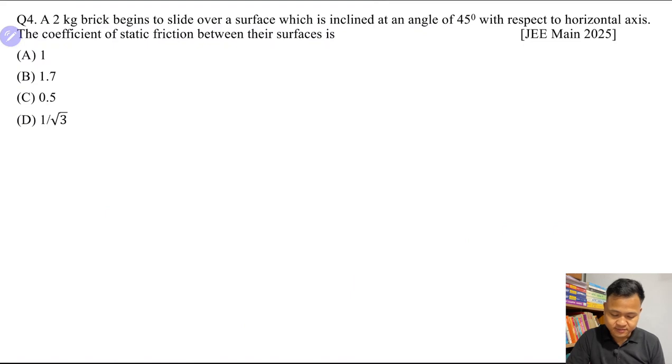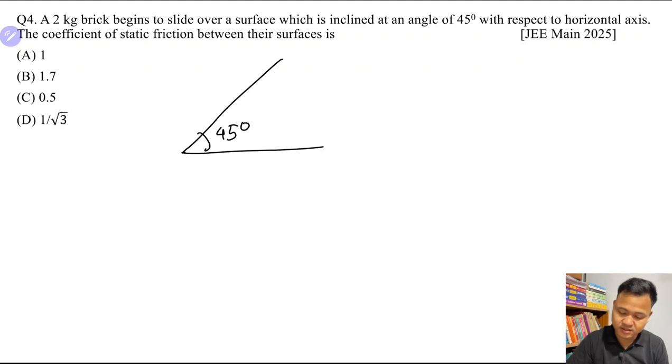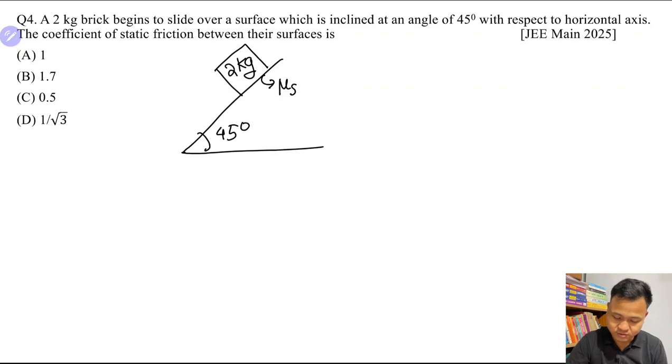Now a 2 kg brick slides over an inclined plane of angle 45 degree. Coefficient of static friction. Even though they say slides over, think of this as at rest, because you have an inclined plane like this with inclination 45 degree, and the block of 2 kg has friction mu s. No acceleration is given, so that means you have to think of this as rest. Static friction is possible only if the block is at rest.